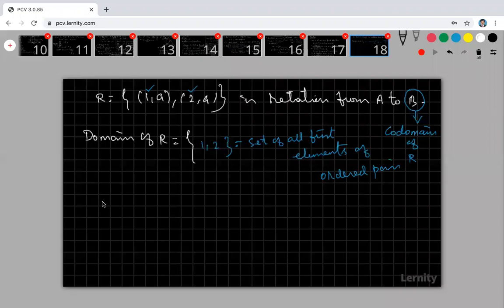So what is range? My range of the relation R is the set of all second elements. This is the set of all second elements. Look at that, this and this. The set of all second elements of the ordered pairs.